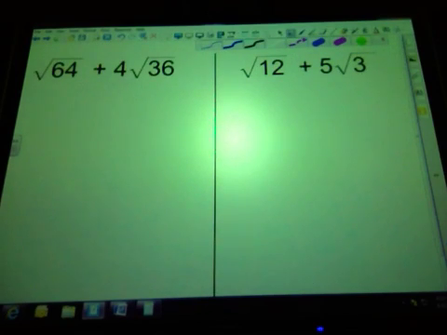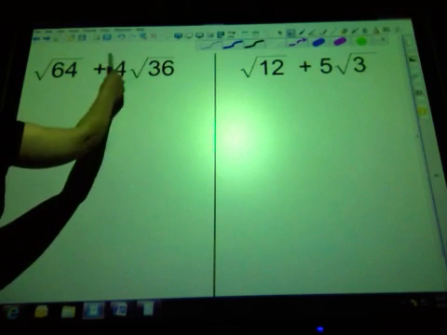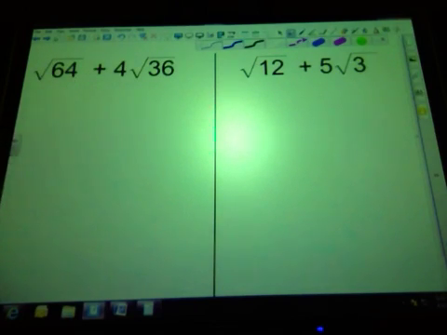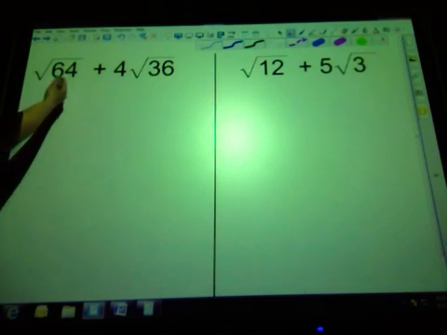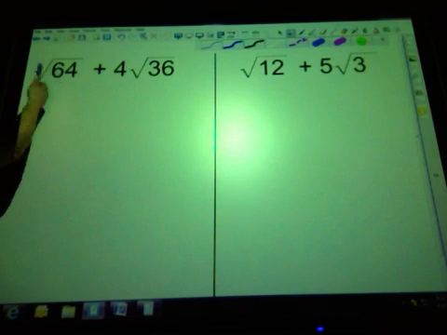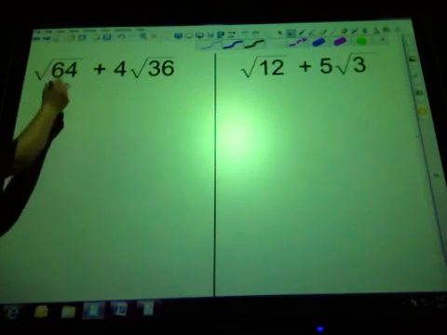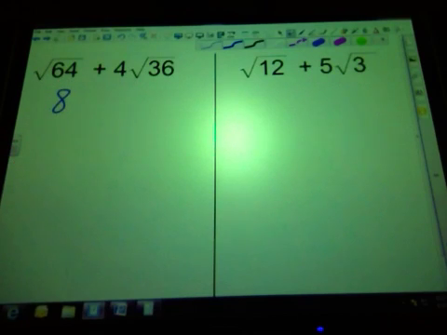On the left, we have square root of 64 plus 4 times the square root of 36. So I need to think about, what's the square root of 64? I know that 36 times something doesn't really give me 64, because even if I multiply it by 2, I'm going to have something bigger than 64. So I just break this apart. Is there anything that goes into 64? Oh, 8 times 8 is 64. So the square root of 64 is just 8.